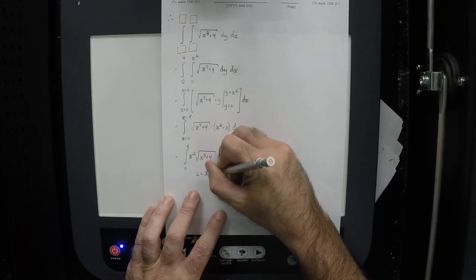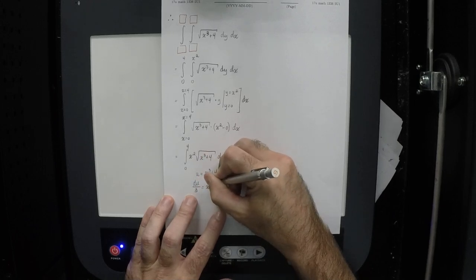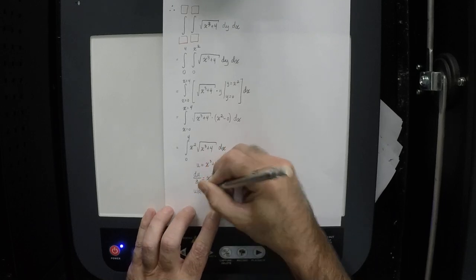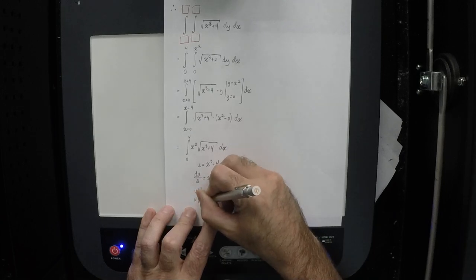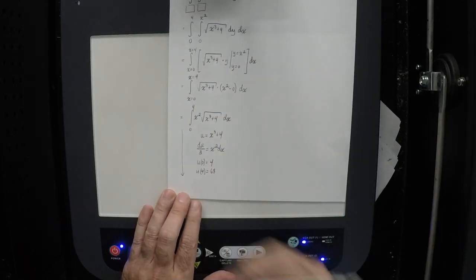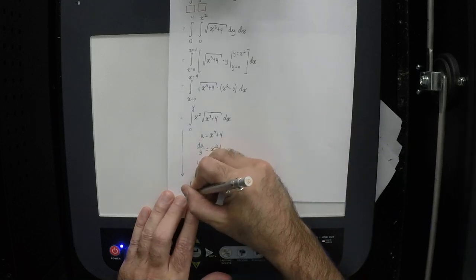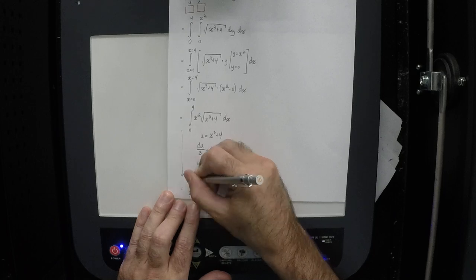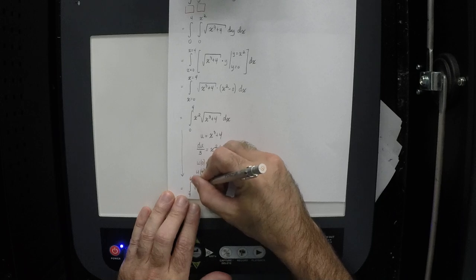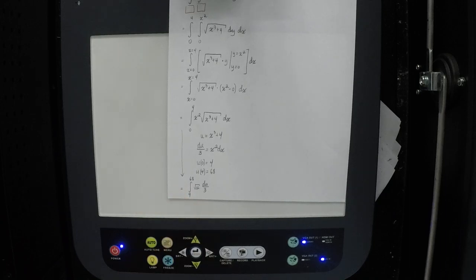So, u is x cubed plus 4, du over 3 is x squared dx, u evaluated at 0 is 4, u evaluated at 4 is 68. So the new integral is the integral from 4 to 68 of square root of u, du over 3.